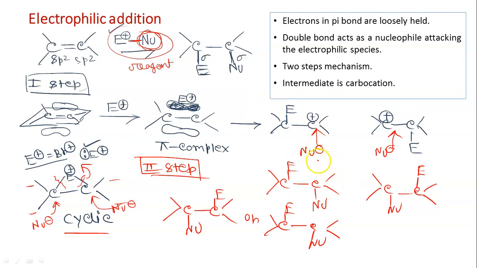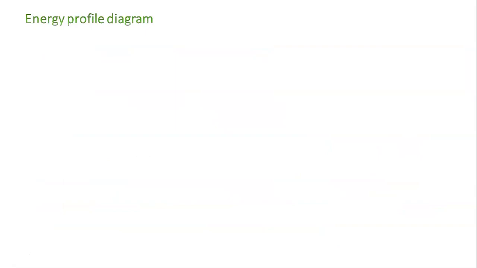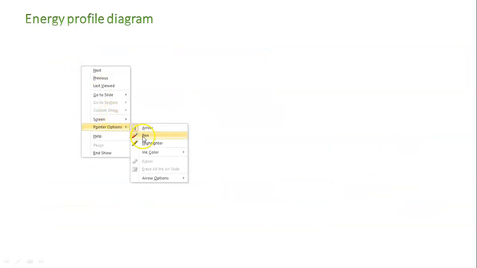So another part that will be added in the second step, that is a sigma bond will be formed between the carbocation and the negative part of our reagent. Now among these two steps, which one will be the rate determining step, that we have to check. But before that, we will see what the energy profile diagram is.